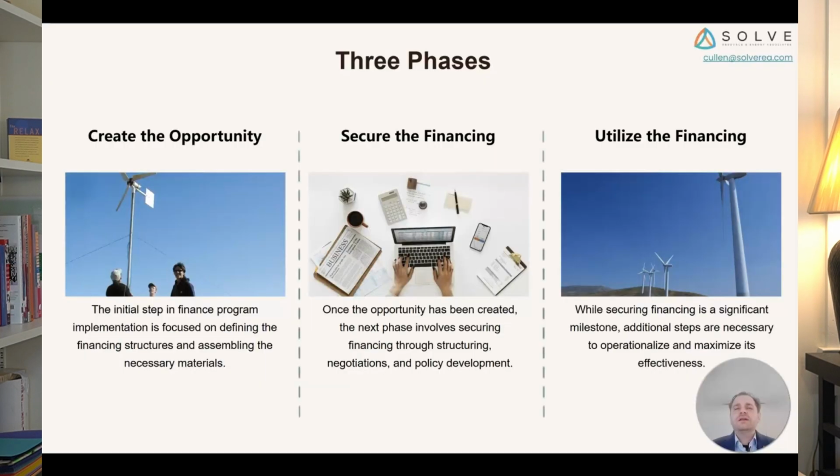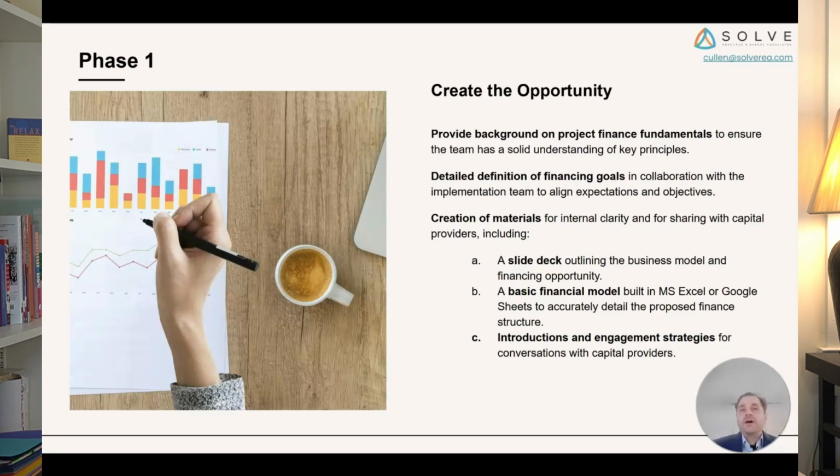Finally, the often overlooked step is utilizing the financing. This financing needs to be utilized for it to make sense because it costs time and money to put a financing program together. So when you utilize it, you really need to make sure that the sales are there, the marketing is there, the operations are there, and everything is in place to take advantage of this program that you just built. It all starts with having a background on project finance fundamentals yourself, and for those on your team to have that as well.